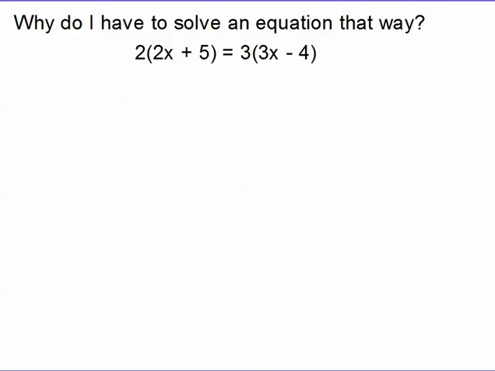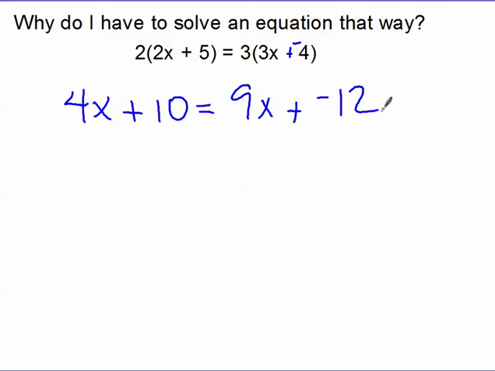So in this one right here, what I would do is I would take this 2 and I would distribute it out to the 2x plus 5, which means I would get 4x plus 10. And that's equal to, take this 3 and distribute it out to the 3x minus 4 or plus negative 4. And we end up with 9x plus negative 12. Now the goal to every equation is to find the value of x. And in order to do that, I need to get my x's all on one side. So I'm going to move this 9x to be with this 4x.